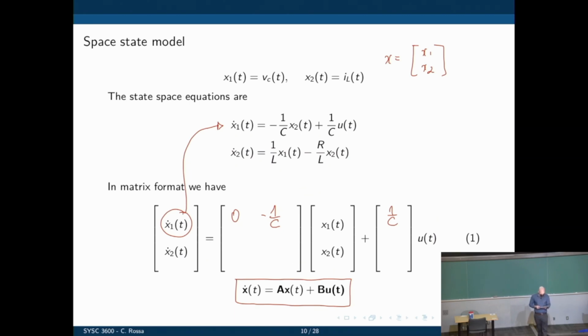With that in mind, you can look at the equation for x2 dot. And the equation for x2 dot is given there. It depends on x1, that is 1 over L times x1. It depends on x2, and the coefficient is R over L, and there is no u in the equation, so we can just set that to 0.